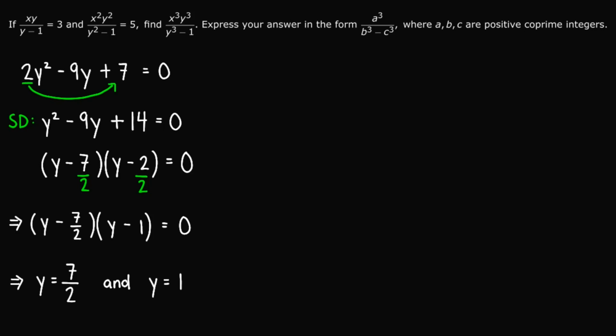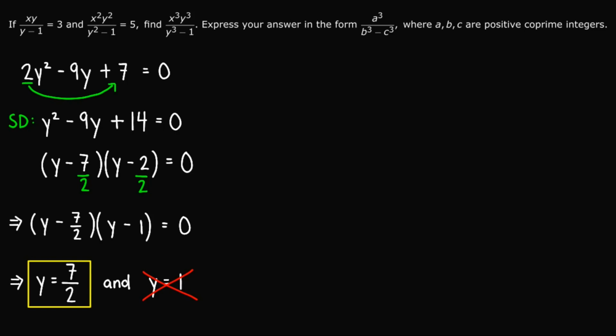But take note that we can't have y equals 1, since if y is equal to 1, then this equation, xy over y minus 1 equals 3, becomes x over 1 minus 1 in the denominator, so that is 0, equals 3. And we know that this isn't true since x over 0 is undefined. So we can't have y equals 1, and the only value for y in this case is y equals 7 over 2. So we now have a value for y.